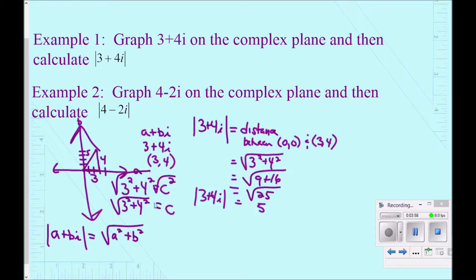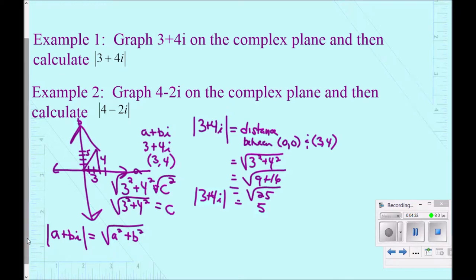Okay, now you don't always have to use the graph and the Pythagorean theorem to get it. You can, now that you know that the way we find the distance for a complex number between (0, 0) and that point on the complex plane is using the Pythagorean theorem. You don't have to go through and draw the sketch and use the Pythagorean theorem. You can just use the square root of a squared plus b squared. I was just explaining where that formula came from. It came from the Pythagorean theorem.